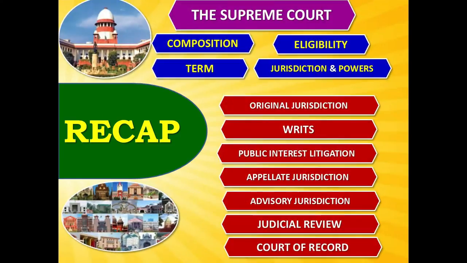Okay, so let's recap what we learned from this part 1 of the chapter, children. Composition of the Supreme Court, the eligibility, terms, and then the jurisdiction and the powers of the Supreme Court. In detail: original jurisdiction, writs, public interest litigation, appellate jurisdiction, advisory jurisdiction, judicial review, and court of record. So these are all the topics covered in this chapter, children.